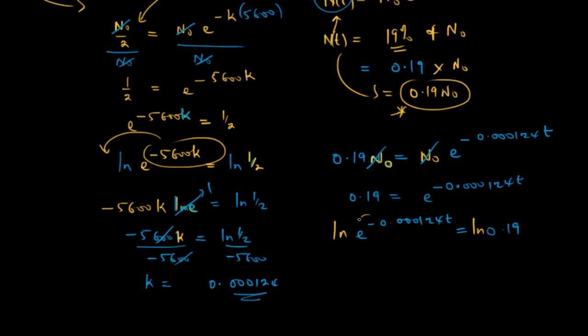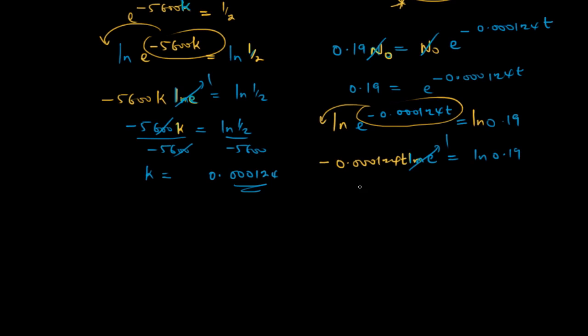To find t, again, we'll take the natural log of both sides. When you take the natural log of both sides, the exponent comes down. So you have negative 0.000124t, then the ln of e equals the ln of 0.19. The ln of e is actually 1. So the final equation is negative 0.000124t equals the ln of 0.19. So to find t, we divide both sides by negative 0.000124.